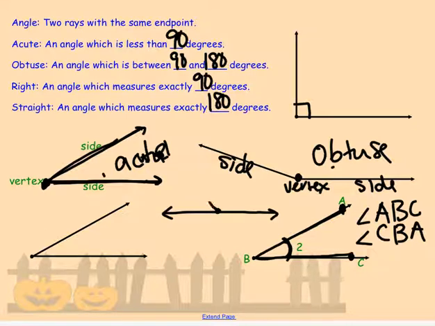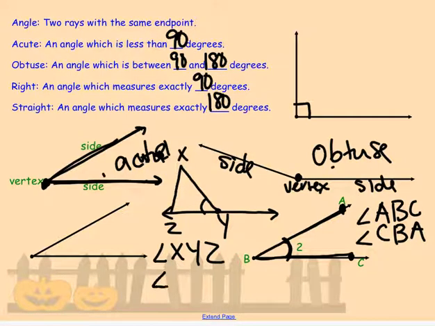So if we have an example right here of X, Y, and Z, if I want this angle right here, we would say that could be angle XYZ, or angle ZYX. Okay, always following along to have that Y in the middle. Okay, so be sure to know how to name your angles.